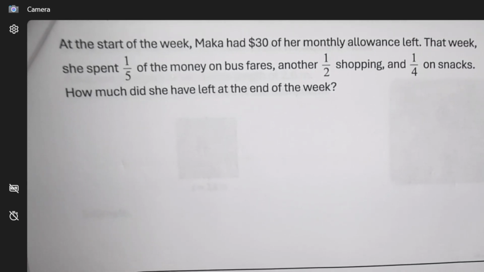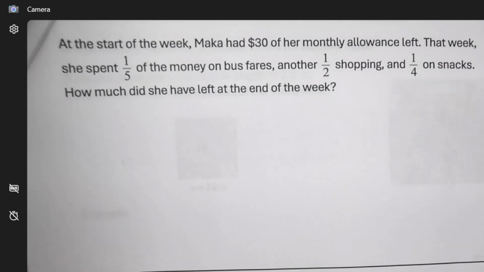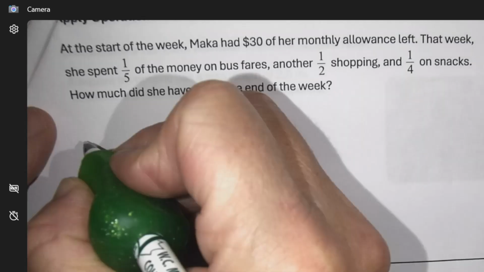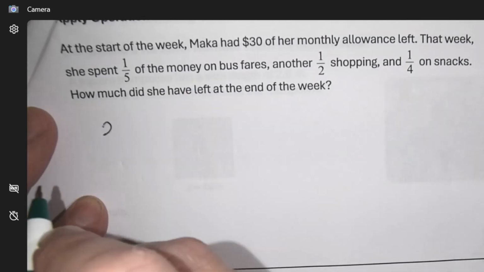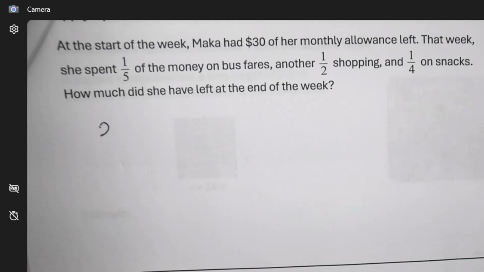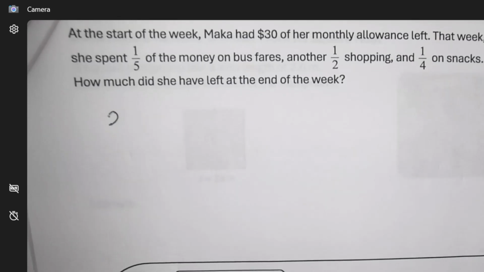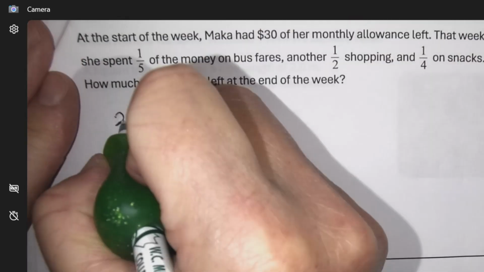Quarter of the total or a quarter of the amount that she had left? I think everything's based on the full $30. Is that what you mean? I think so. Okay. She spent 95% of her money. That's crazy. We're going to do this two different ways. Okay, here we go. I'm going to show you two different ways.